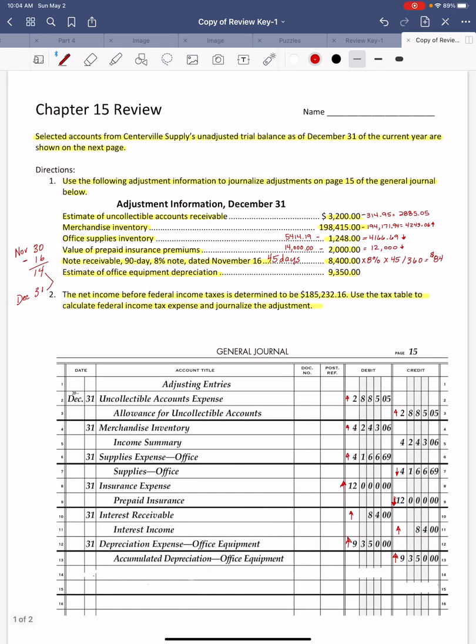So we'll go back to our adjustment. 31st, federal income tax expense has to go up by the amount that we owe, the difference, $5,490.54. And our federal income tax payable, the amount that we have to write out to the government, is for the same amount. So again, remember this is going up and our payable is also going up.